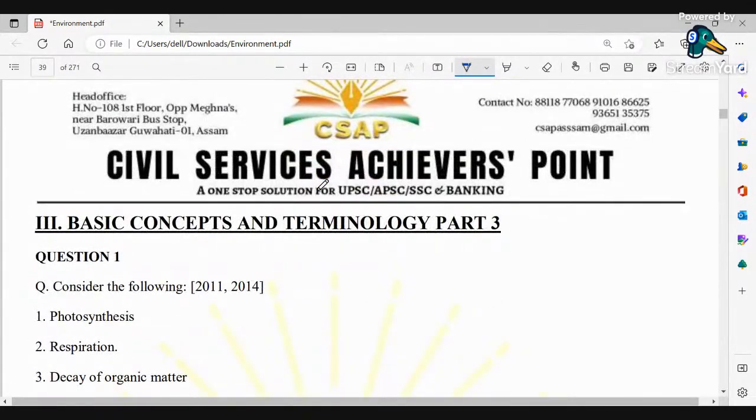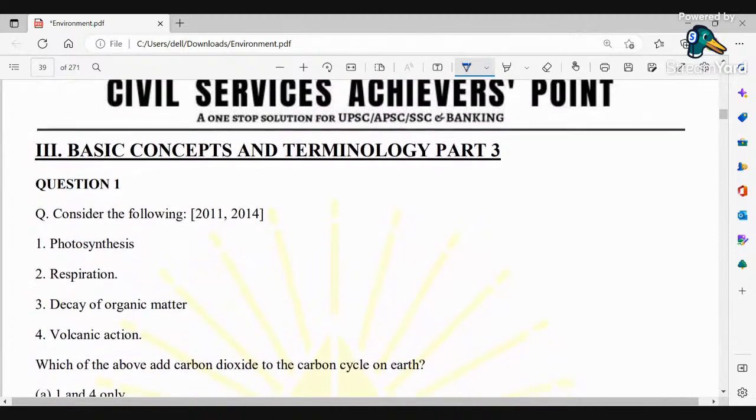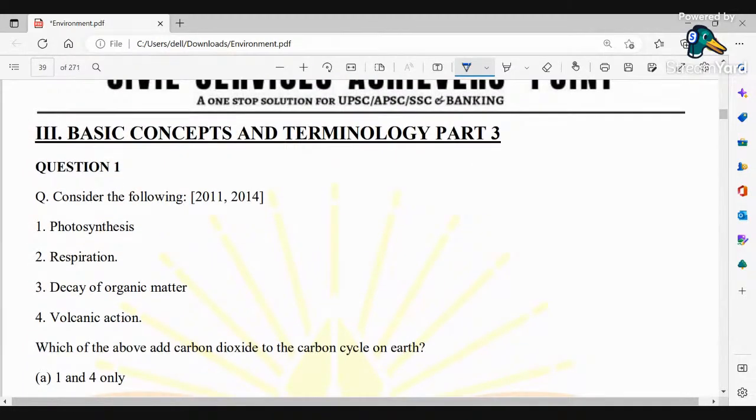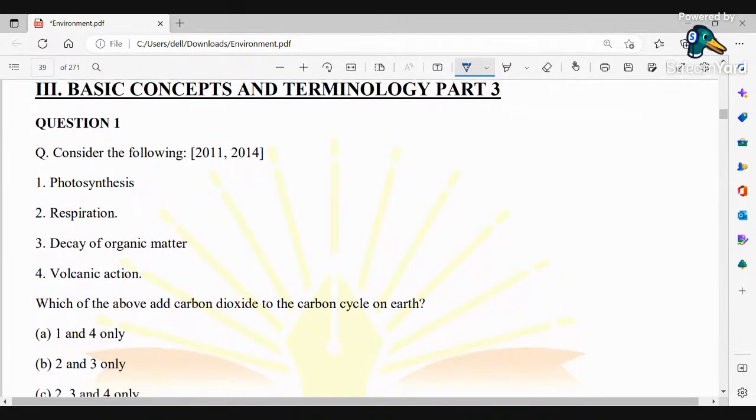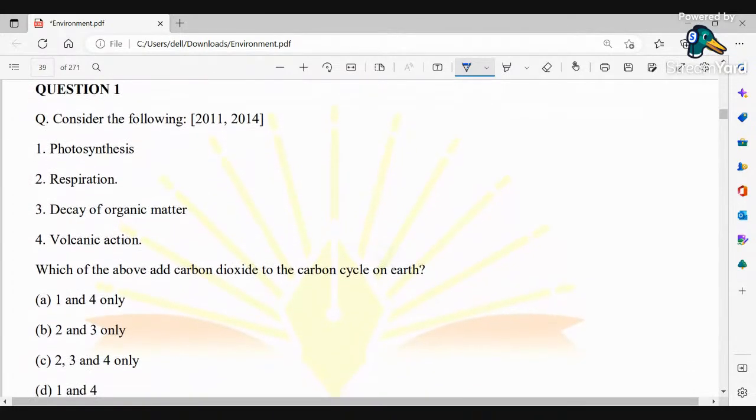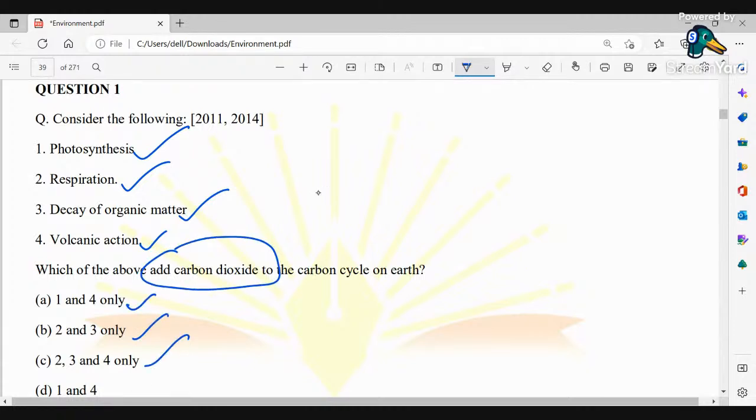Coming to the next question, in basics, concepts and terminologies, consider the following: photosynthesis, respiration, decay of organic matter, and volcanic action. Which of the above add carbon dioxide to the carbon cycle on Earth? 1 and 4, 2 and 3, 2, 3 and 4, and lastly 1 and 4. Okay. So, here basically just consider it to be all of the above.